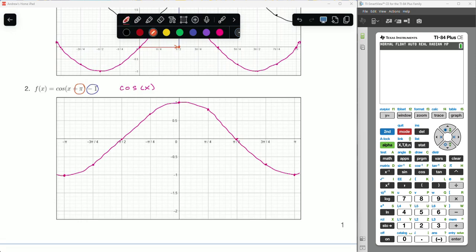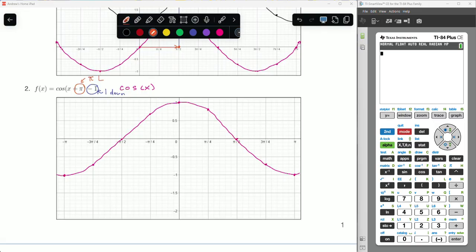And then looking at the translations I see present in the equation, I see a plus pi, and I know plus inside technically means to the left. So I'm going to go pi to the left. And I know that this represents a vertical translation, and it's negative, so it's 1 down. And I'm going to do what I did last time. I'm going to track the y-intercept and then re-sketch my midline and track the pattern.